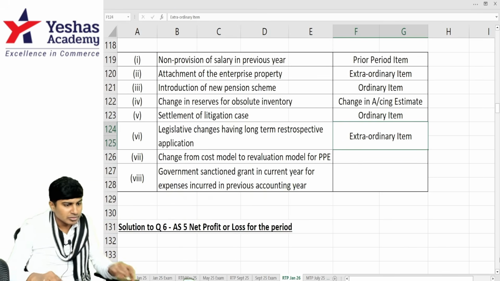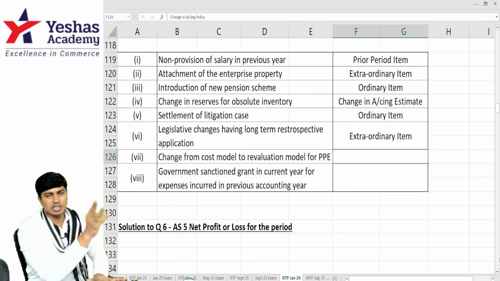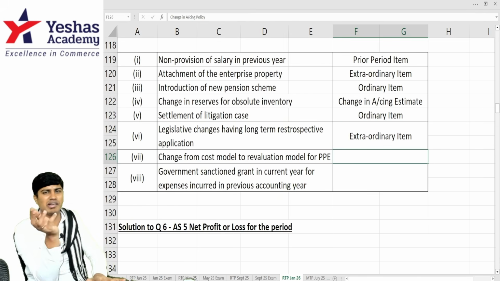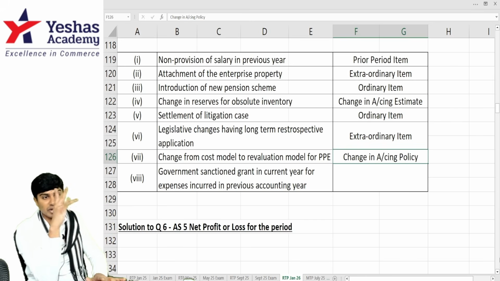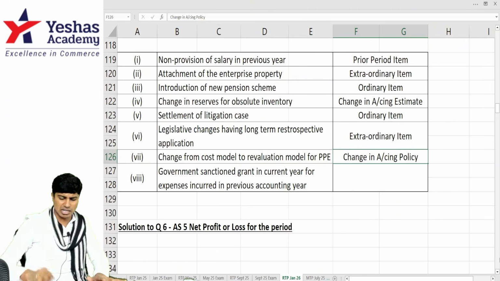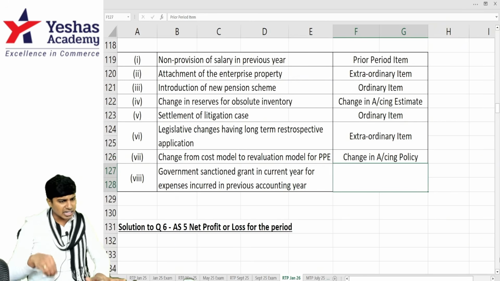Are you getting it? Then, change from cost model to revaluation model. You are following the cost model of PPE. Now you are shifting to the revaluation model. You will do upward, downward revaluation, book it to revaluation reserve, or write it to P&L. This is a change in accounting policy. Because it is a change in policy, we would have to give retrospective effect. Remember that. Government sanctioned a grant in the current year for expenses incurred in the previous accounting year. We incurred some expense, and for that the government gave us the grant in the current year.